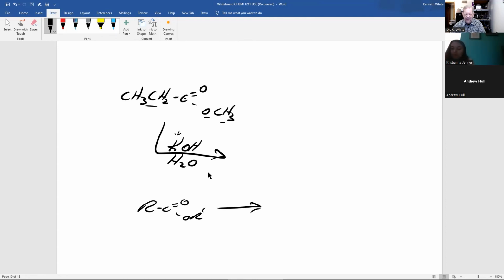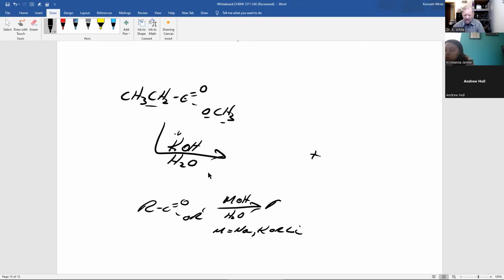KOH, that's a base, which I can write like that. Water, I can write like that. Remember, M can be sodium, potassium, which in this case it is, or lithium. And what do we get? We get two things, and I should have put a plus there.